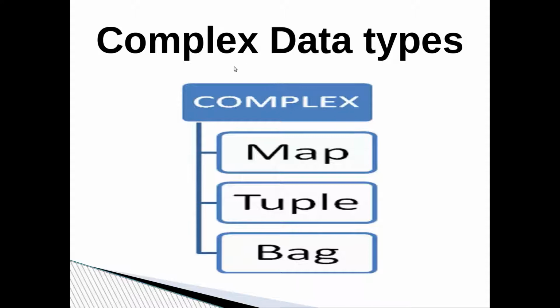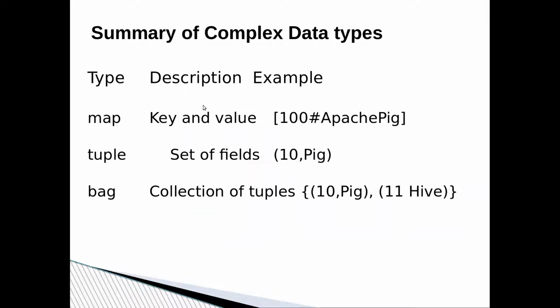Next is the complex data types, right? So we have 3 in this category: a map, a tuple, and a bag. Okay, let's see what they look like. Map is like a key value pair. You can see an example here: 100 hash Apache Pig. So a key and a value, right?